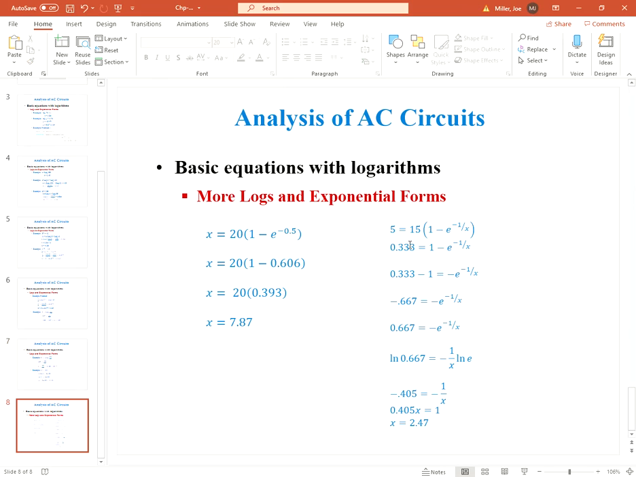Another natural log example. 5 equals 15 times the quantity 1 minus e to the minus 1 over x. Now, let's not take the natural log yet. Let's divide both sides by 15. And we're left with, to 3 decimal places, 0.333 equals 1 minus e to the minus 1 over x.